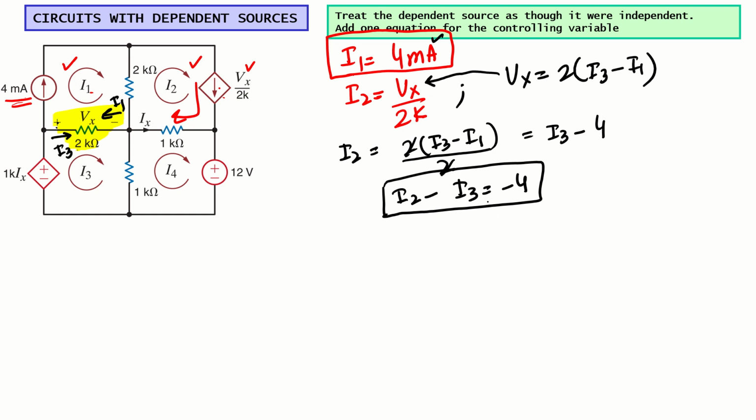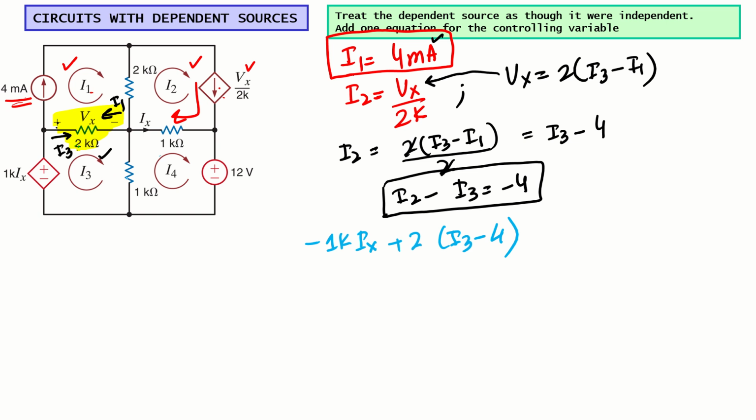Now let's come to the third loop. Let's write for I3. We can start again from this source, which is a dependent voltage source here. So what will be the equation? Minus 1k times Ix, where Ix is the dependent variable here, so we will look into this. Then the drop here will be 2 times I3 minus I1. What is I1? 4. So I can plug the value directly here.